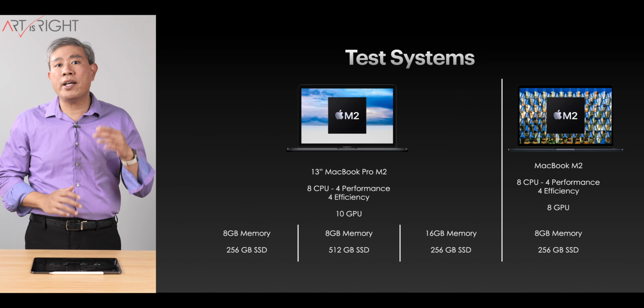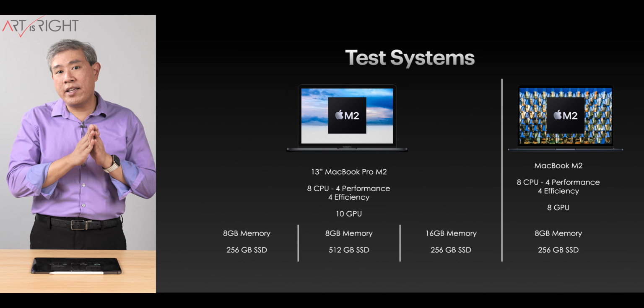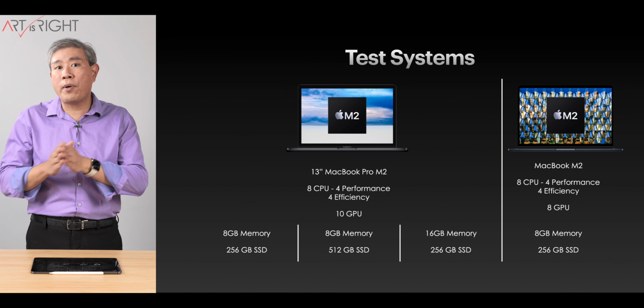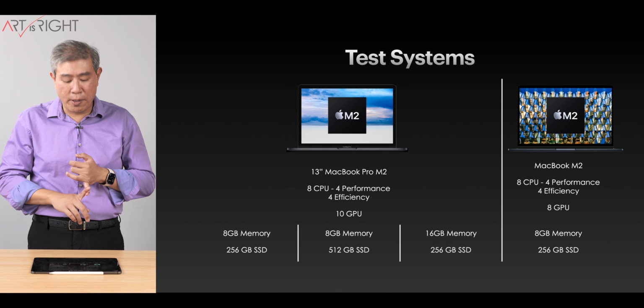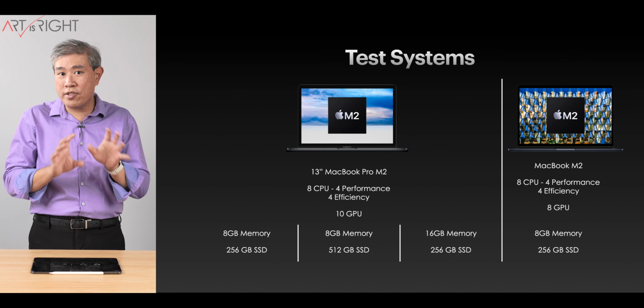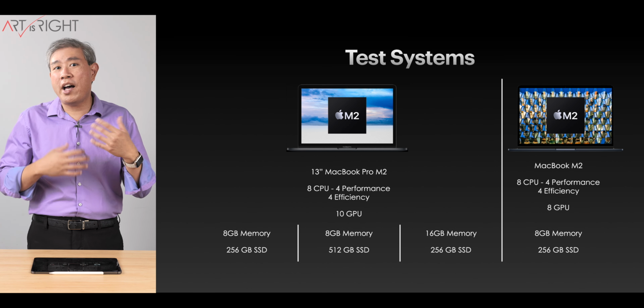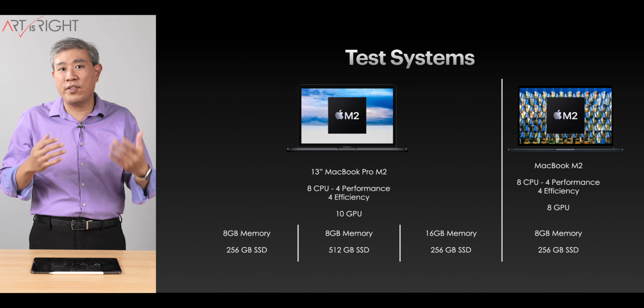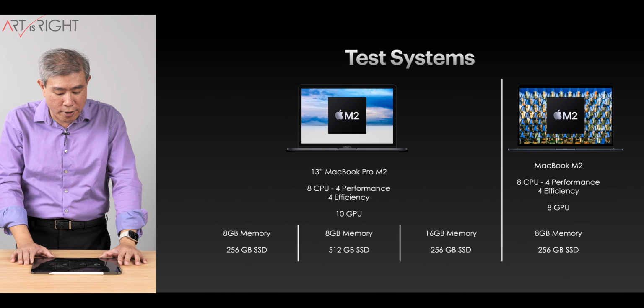In addition to this, I'll be including results from the 13-inch MacBook Pro M2 in a variety of configurations. For example, the 8 gigabytes of memory in both the 256 and 512 gigabytes, which have some performance variation, and I also made multiple videos about that. I'll leave a link to them in the description below so you can check those out.